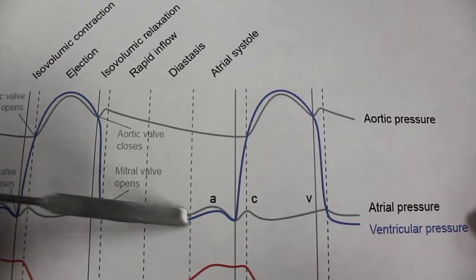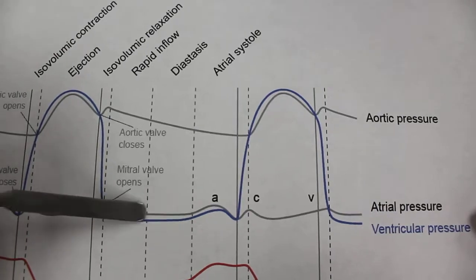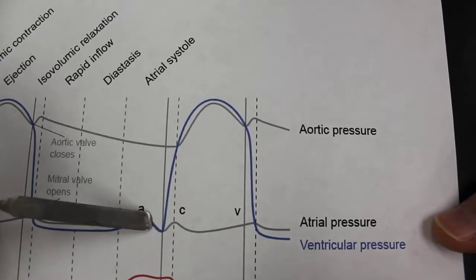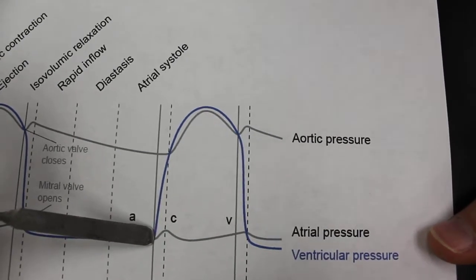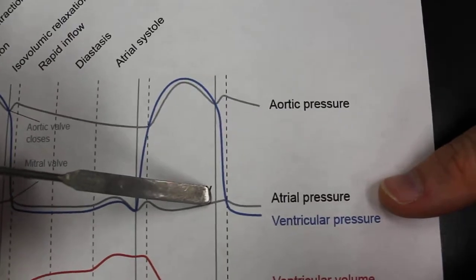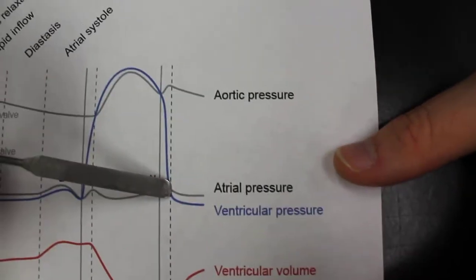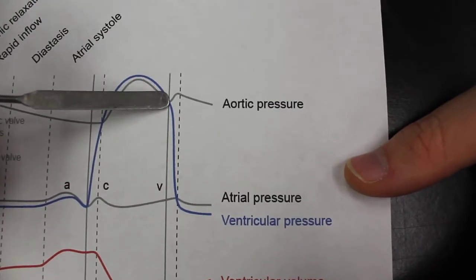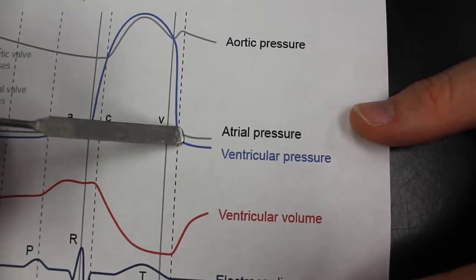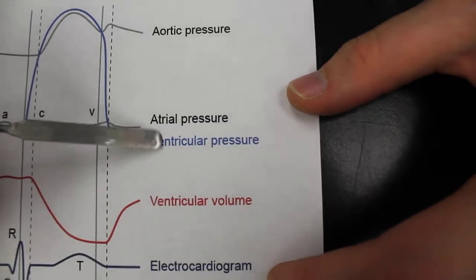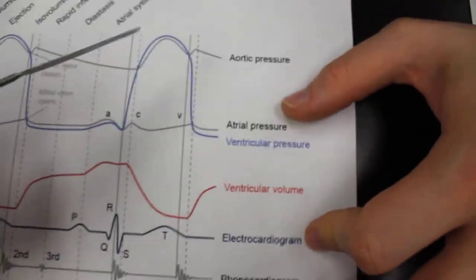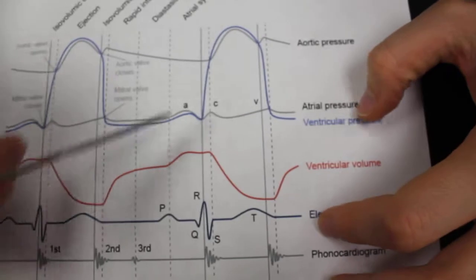Now, this diastasis period can be a variable length. This is fine. Then we'll have our atrial systole again. And then we'll have, once again, our mitral valve closure, then we'll have isovolumetric contraction, and then we'll have our ejection phase, and then our aortic valve closure, then our isovolumetric relaxation, and then our mitral valve opening, and then our rapid inflow. And then the cycle repeats over and over and over again. And this is how we get that heartbeat. Bum, bum. Bum, bum.